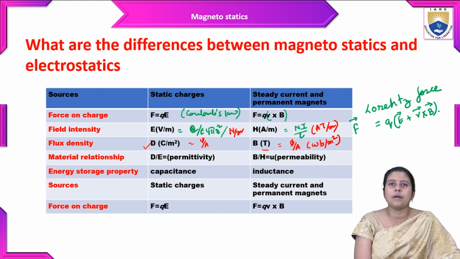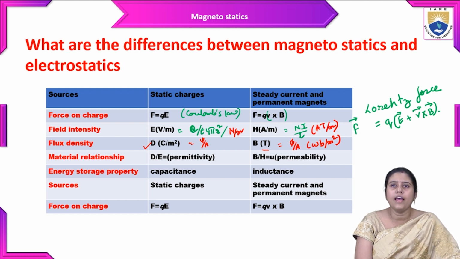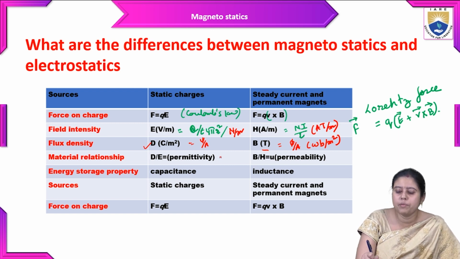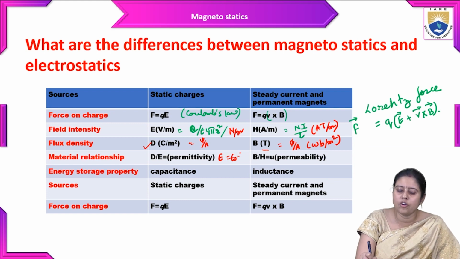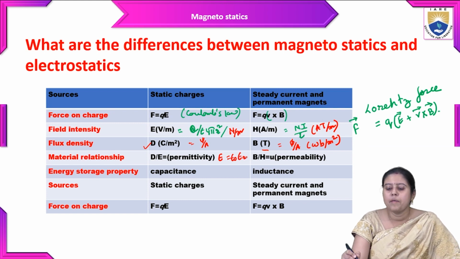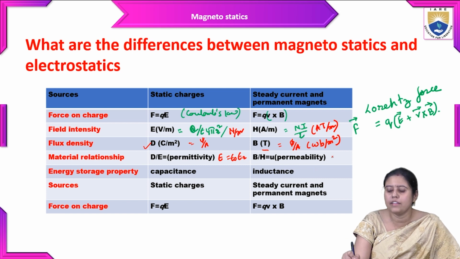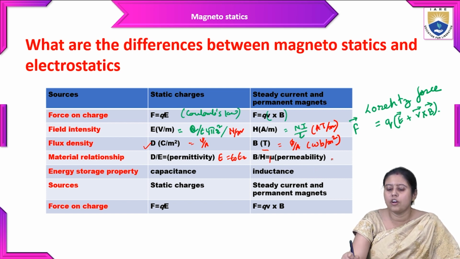Then we will discuss the magnetic relationship. We know D by E, the electric flux density over field intensity, is equal to permittivity, epsilon, which is epsilon naught times epsilon r. Similarly, B by H is equal to mu, the permeability, and permeability is equal to mu naught times mu r.